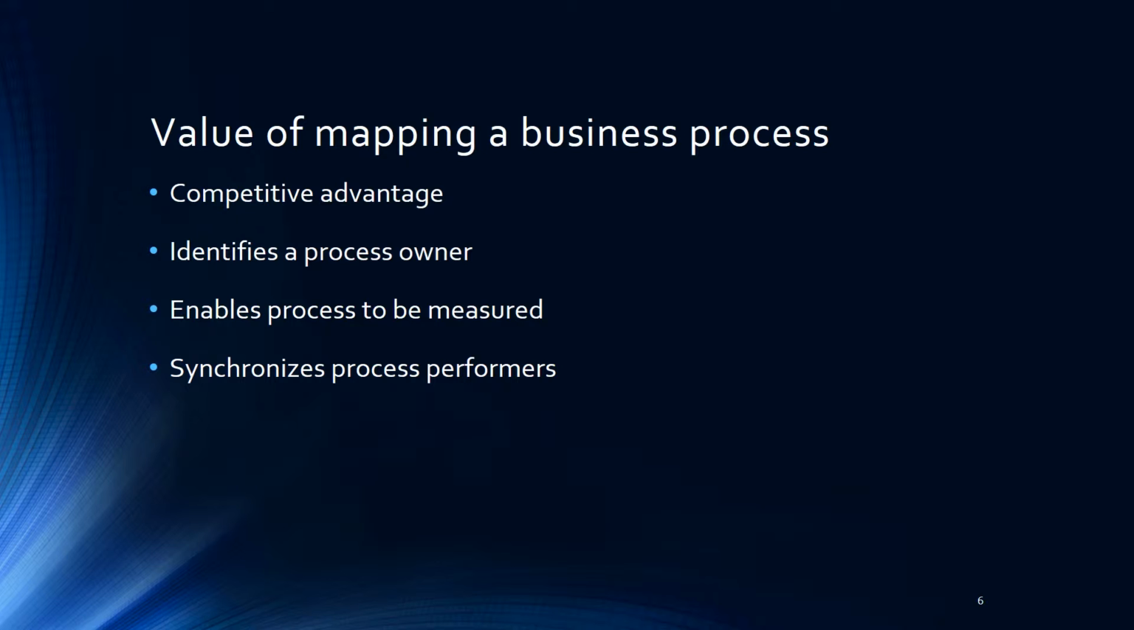So when you map a business process, you are able to establish a baseline of what it takes a product or service to flow through from beginning to end. And then once you identify that baseline, you're able to potentially apply improvements to the process and measure it to see if it's actually increased or decreased the process flow time. So very beneficial. The fourth item on here is synchronizes process performers.